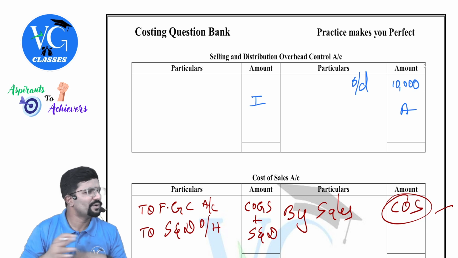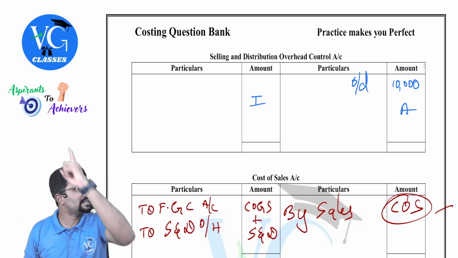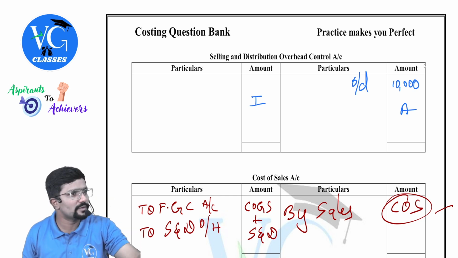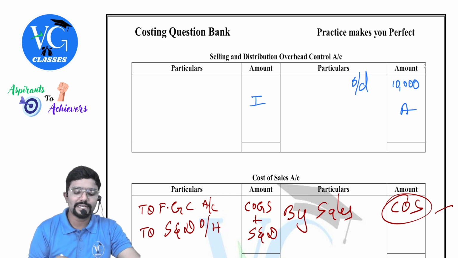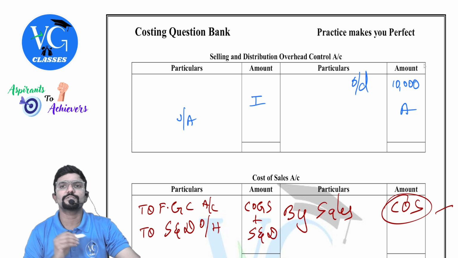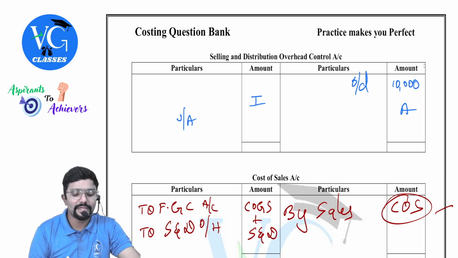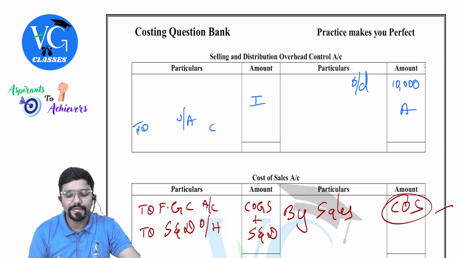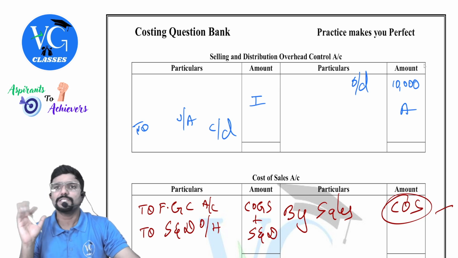At the end, you assume you have any balance. It can be either under or over. Just because we started with over doesn't mean that we will end with over only. It can be anything. Assume, guys, at the end we have under absorption only. What do we do? Will we transfer it to costing P&L? No. Keep it as closing balance, as 'to balance carried on'. Are you transferring to costing P&L? No.